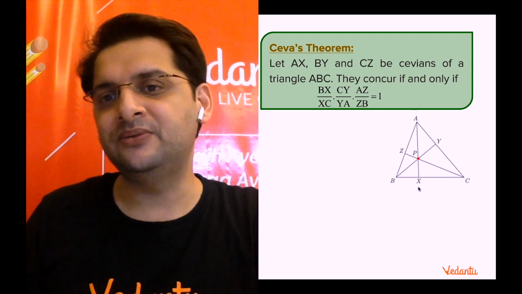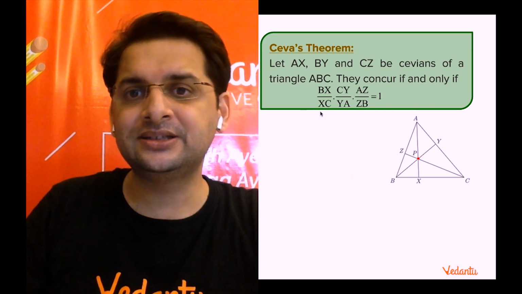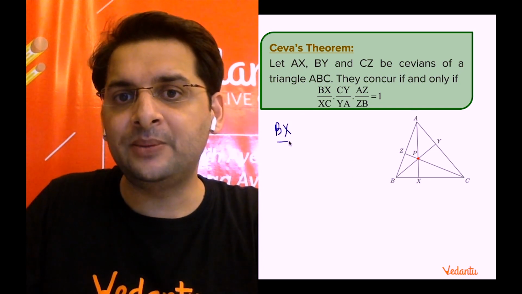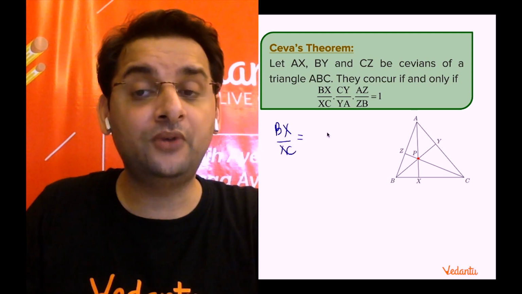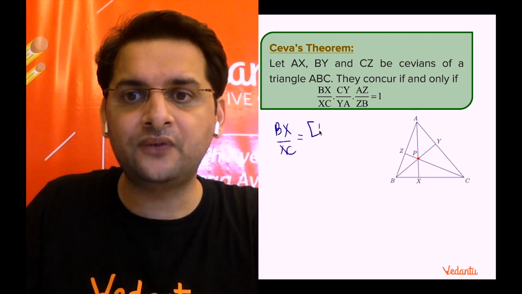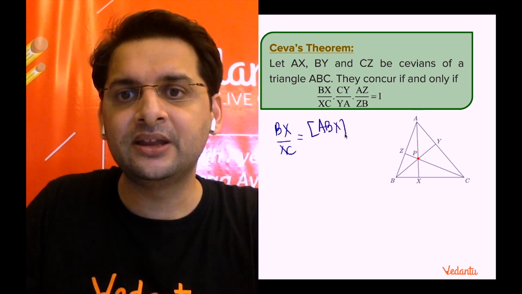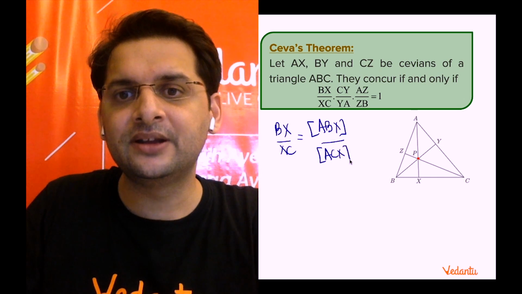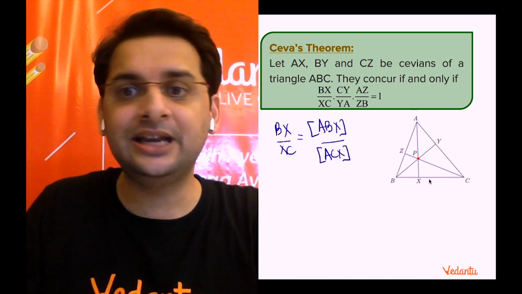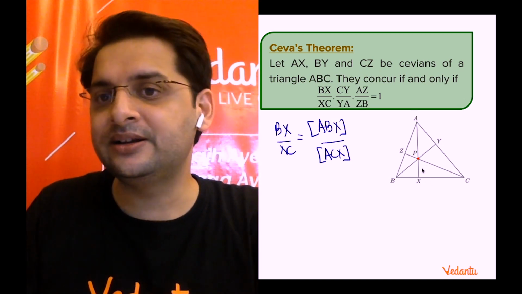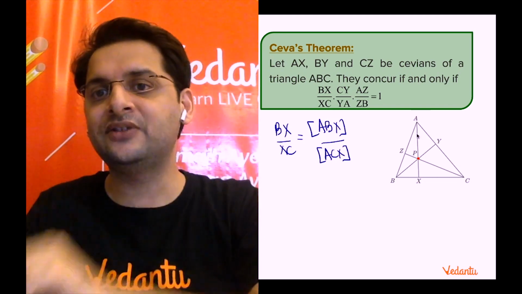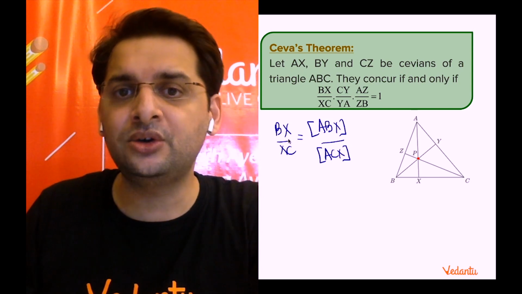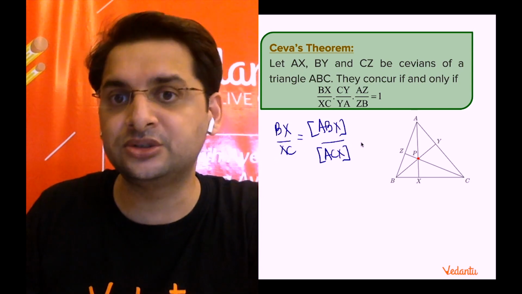And why does this happen? What is the proof? Since BX upon XC is involved, can I say BX upon XC would be the area of triangle ABX upon the area of triangle ACX? Because ABX and ACX have the same vertical height, not AX, but the same vertical height. They have a common point. So half base height, half base height. So the ratio of the bases will give me the ratio of the areas.